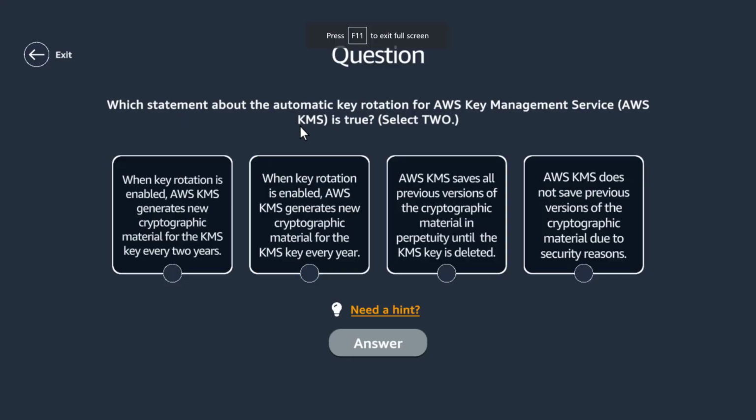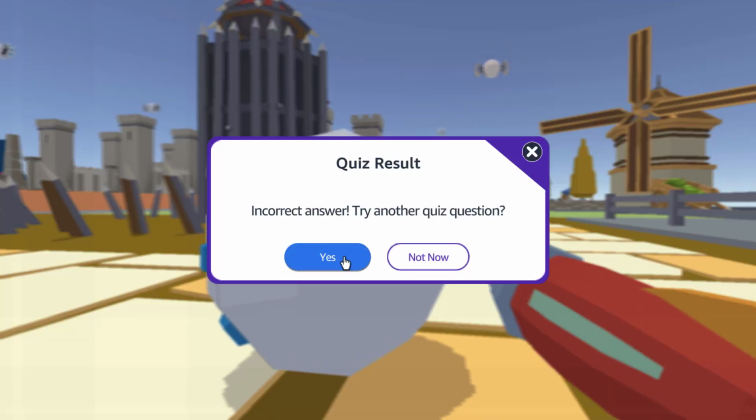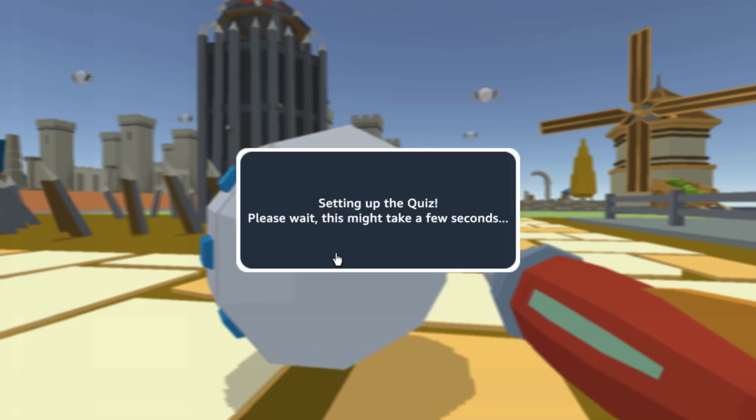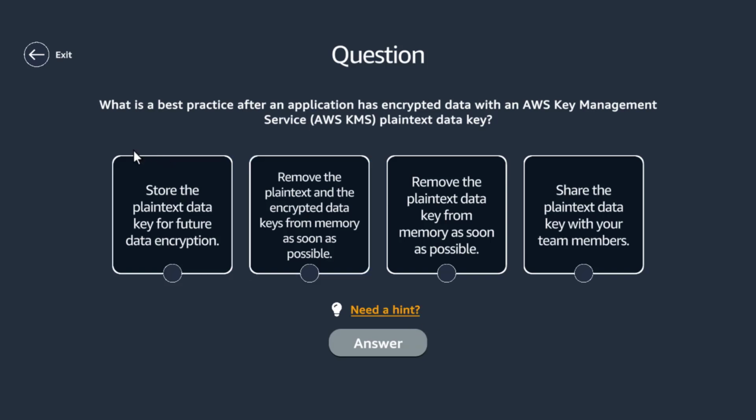Which statement about the automatic key rotation for KMS is true? When key rotation is enabled, KMS generates new cryptographic material for the KMS key every 2 years. No, it does it every year, right? That's what we learned. See, that's why. Oh, come on. I think I need to check all this.